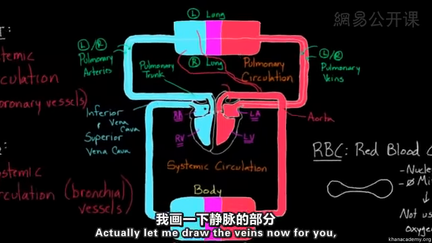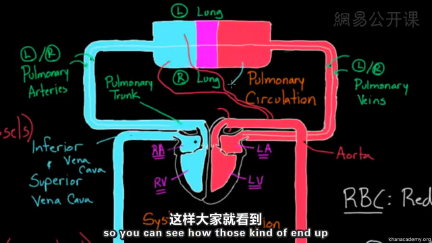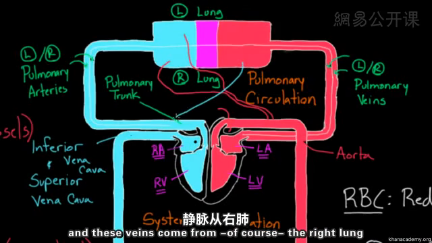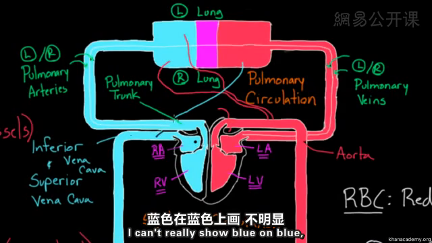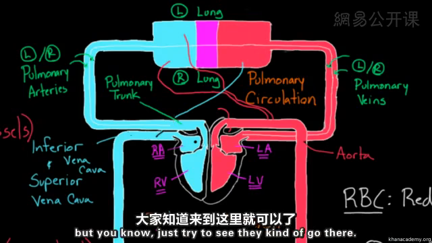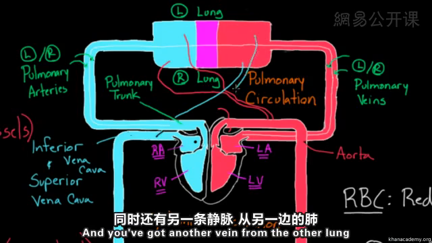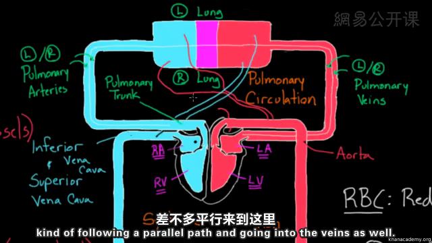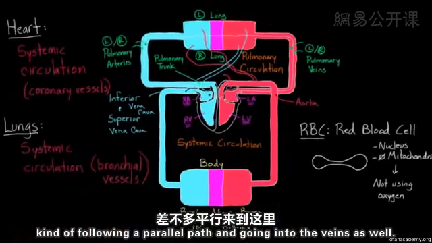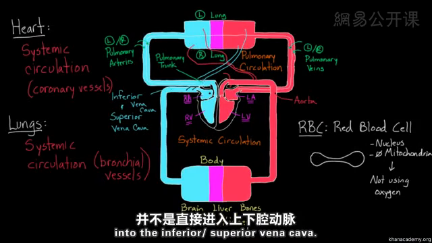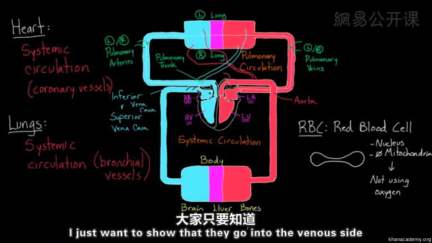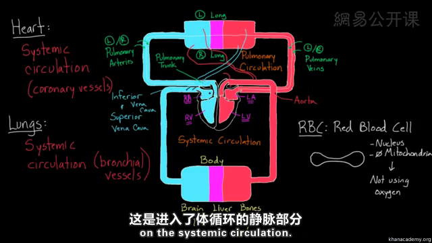Actually, let me draw the veins now for you so you can see how those kinds of end up. And these veins, they come from, of course, the right lung, and they actually end up kind of dumping in here. You can't really show blue on blue, but just trust they kind of go there. And you've got another vein from the other lung, kind of following a parallel path and going into the veins as well. And so they don't dump necessarily directly into the inferior or superior vena cava, but I just want to show that they go into the venous side on the systemic circulation.